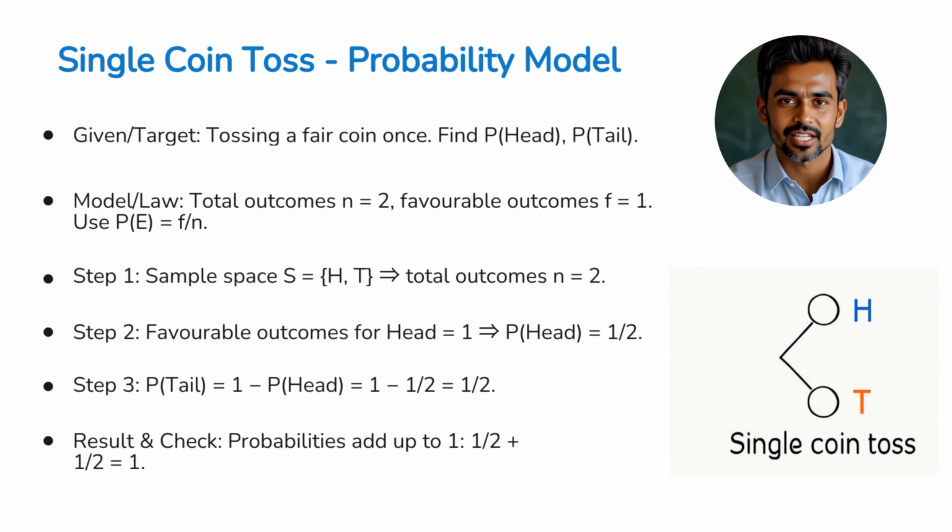Next, for tails, instead of recounting, use the complement rule. P of tail equals 1 minus P of head, which is 1 minus 1/2, giving us 1/2 again. Step back and check. Probabilities add up. 1/2 plus 1/2 equals 1, meaning we've accounted for all possibilities.